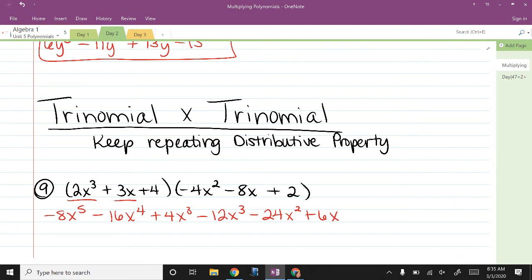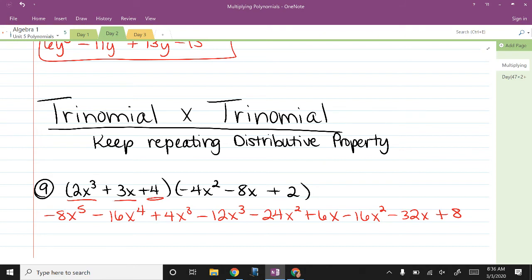And then you come back and do 4 times all 3 terms. What's 4 times negative 4x squared? Negative 16x squared. What's 4 times negative 8x? And what's 4 times 2? Positive 8. There you go. 9 terms across. 1, 2, 3, 4, 5, 6, 7, 8, 9. So big. That's okay. We're simplifying it.